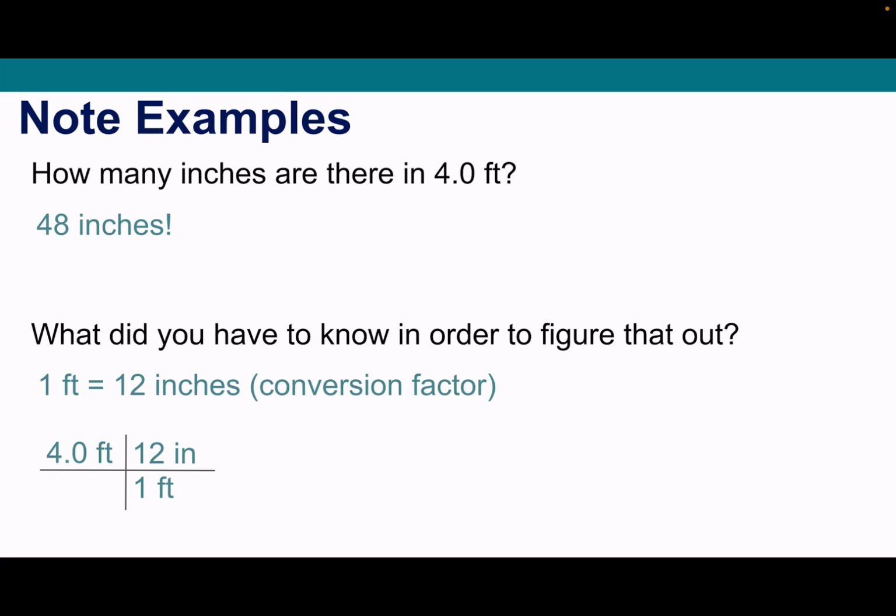So how do we calculate? Well, you're going to multiply everything on the top together, get an answer, and you're going to divide by everything that is multiplied on the bottom, which is just 1 in this case. So that equates to 48 inches. This is how we convert units.